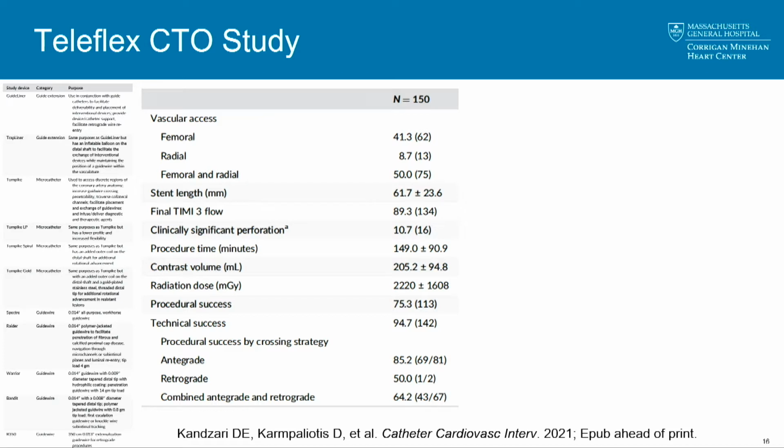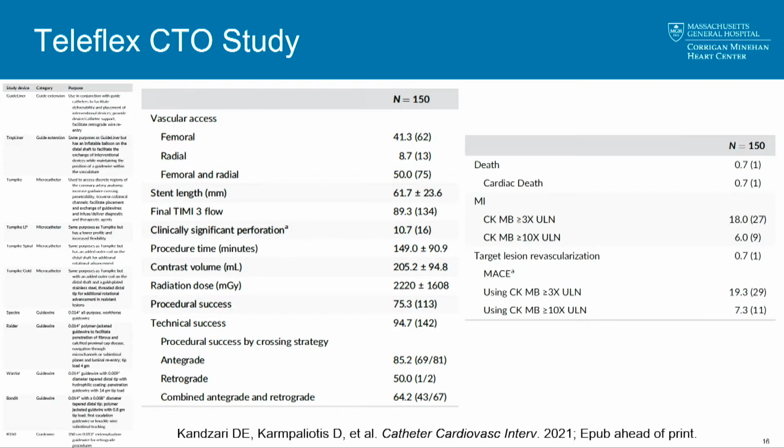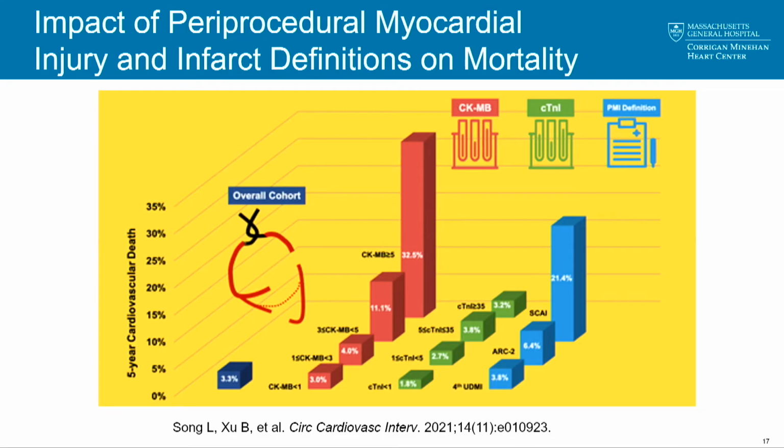So procedural success was defined as technical success without MACE. And the main reason for that is this trial pre-mandated serial enzyme collection after the procedure. And as a result, a lot of non-clinical MIs were detected, which then dropped the procedural success rate, but it was not associated with any increased rate of death. So when we think about how MIs should be characterized in our CTO trials and all trials in general, given the controversy with the Excel trial and other trials, I think the endpoints for MI should be fairly well established.